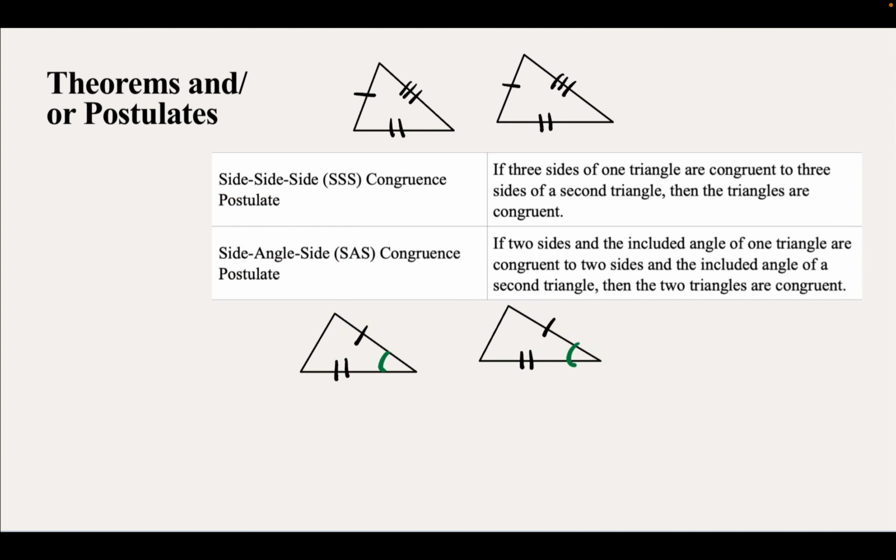You would not need to do anything with that third side, and you wouldn't need to do anything with those two other angles. You could just immediately say this means that the triangles are congruent.